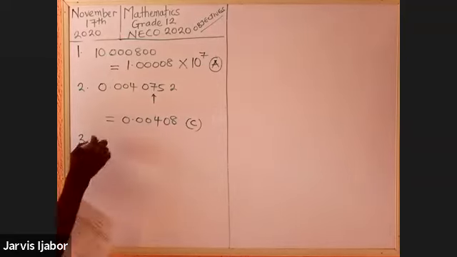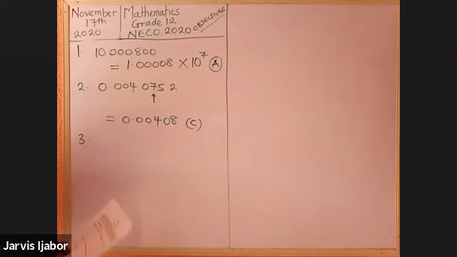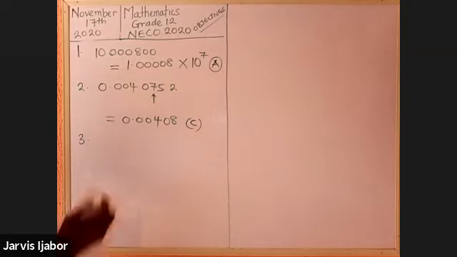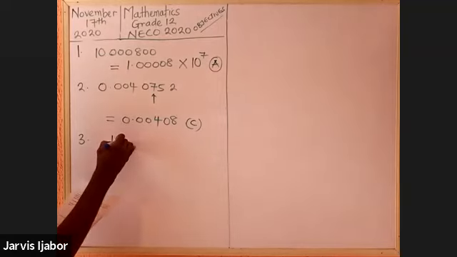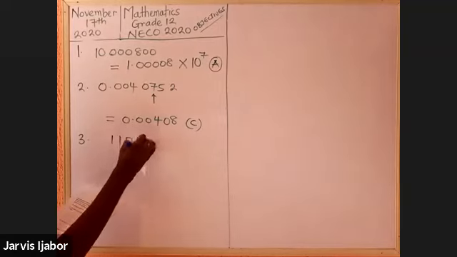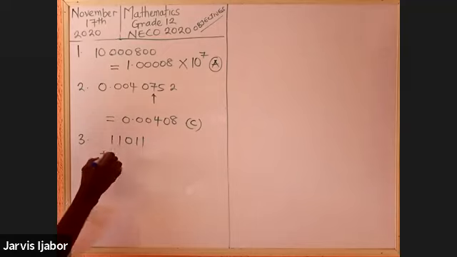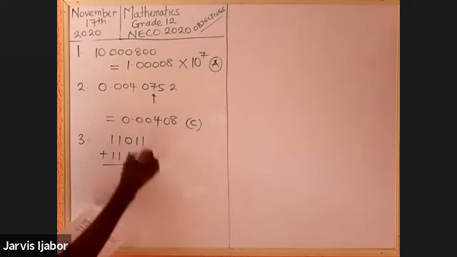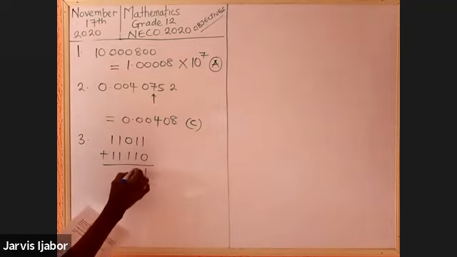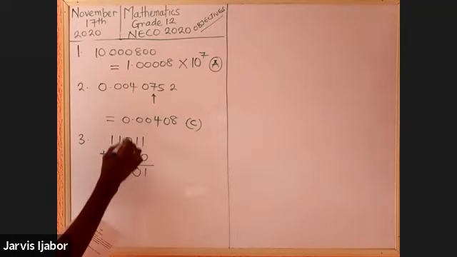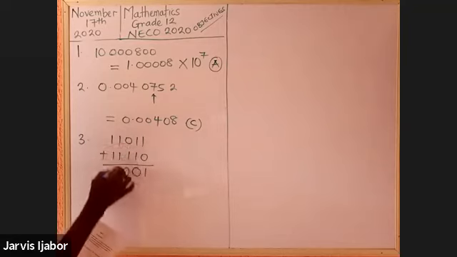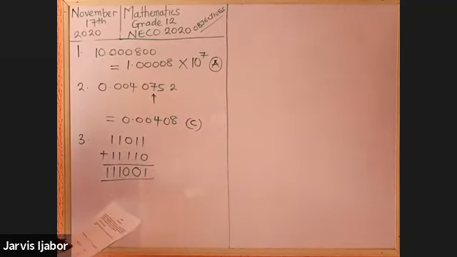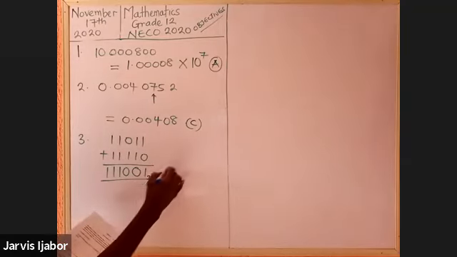Right, now question 3 talks about the addition of base 2. Now 11011 plus 11110. And what does this give you? 1. This will give you what? 0, a carry of 1, 0, a carry of 1, 1, carry of 1, 1, and 1. So the answer essentially is going to be B, according to my option there.